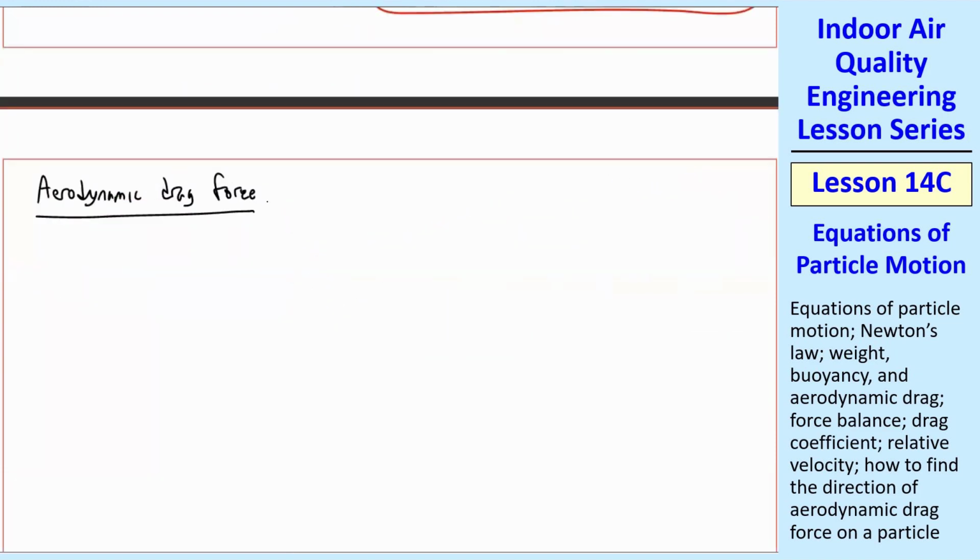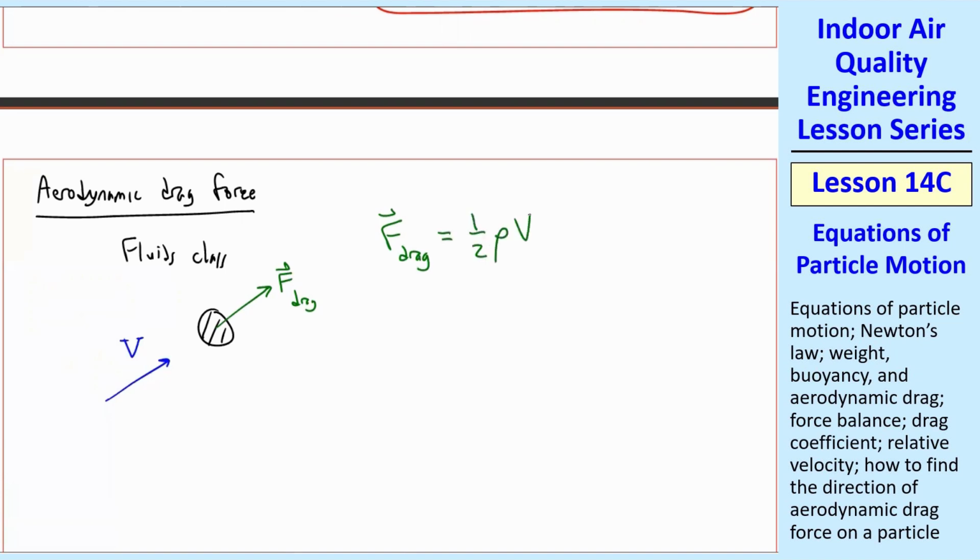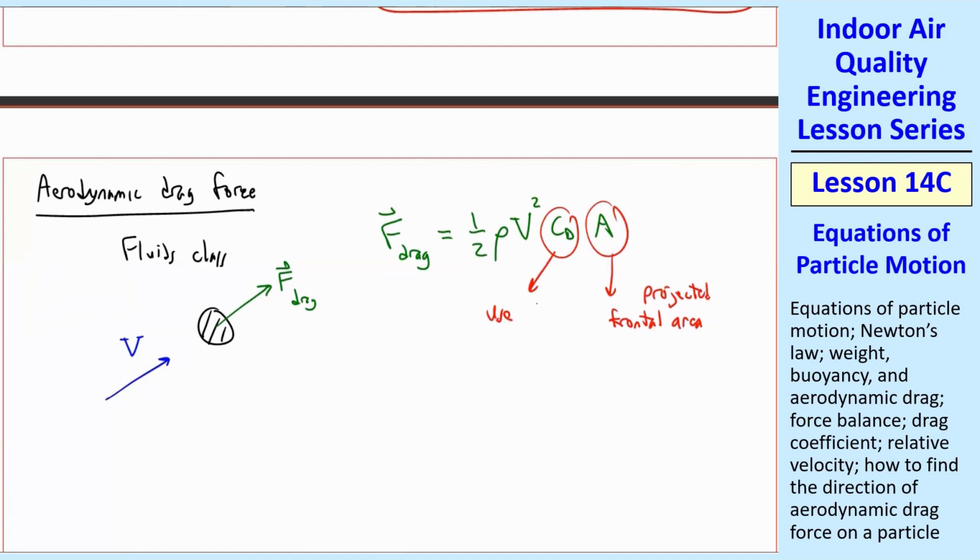Now, what's the equation for aerodynamic drag force? In fluids class, we had some velocity v impinging on some particle or some object in general. And we know that if this particle is stationary, the drag would be in this direction. So vector F drag from fluids class was 1/2 rho v squared CD A, where CD is the drag coefficient and A is the projected frontal area. For a sphere, of course, that's just a circle looking straight at the sphere. If it's a car, you look at the car coming straight at you and look at the area that represents the frontal area. Well, the only thing we're going to do different is instead of CD, we're going to use CD over C, where C is the Cunningham correction factor. So we rewrite this as F drag is 1/2 rho V squared CD over C times frontal area.